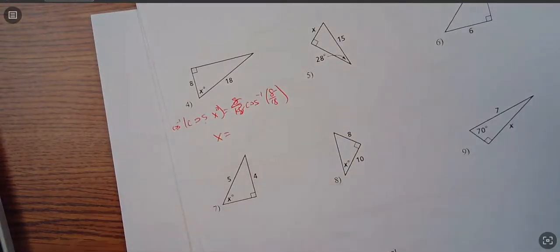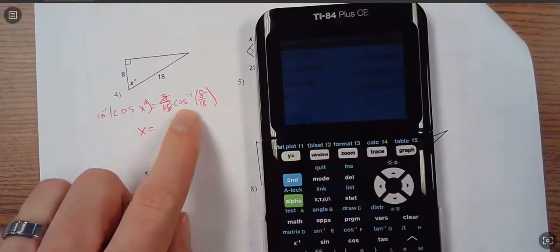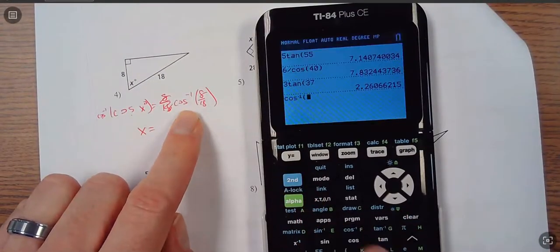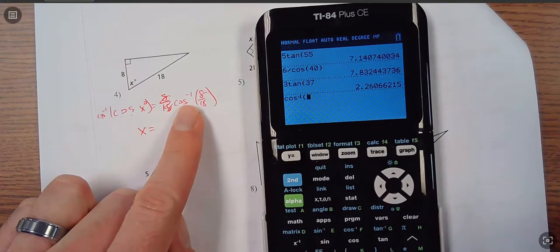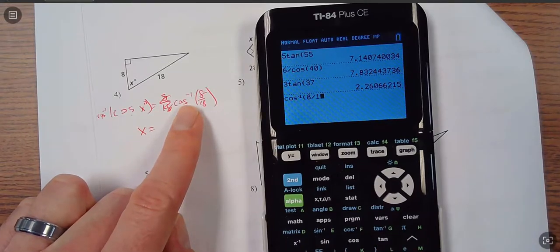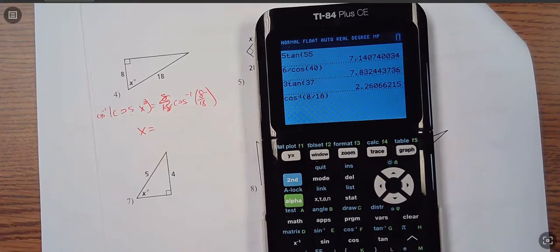So this x would equal, and in the calculator I'm going to type this in. Second cosine of the -1, and in parentheses 8 divided by 18. So I'm going to tell it the ratio. Your calculator basically says, what's the ratio? We'll tell you the angle.